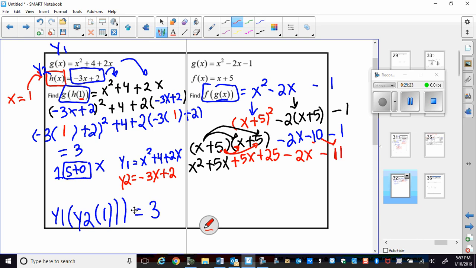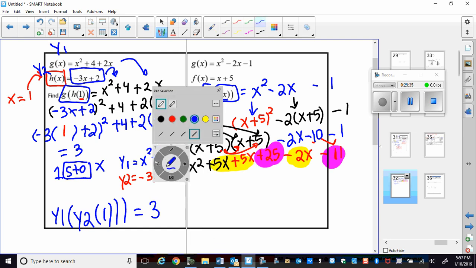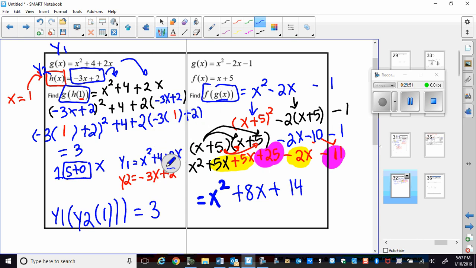Okay? Combining more like terms. So here's my like terms. Right? And I end up with equals x squared plus 8x plus 25 minus 11 is 14. Let me make sure that's correct. Yeah, 14. This is my final answer.